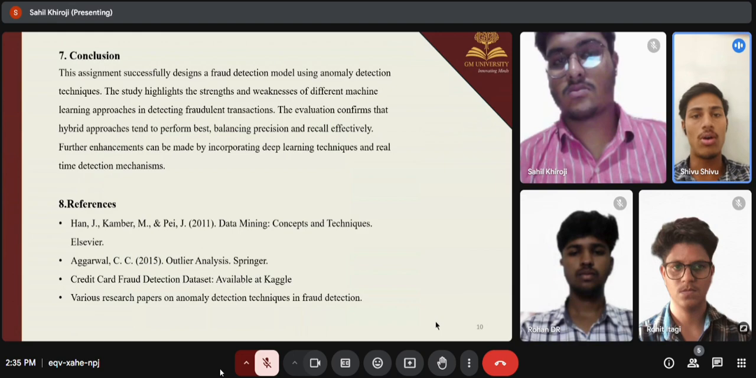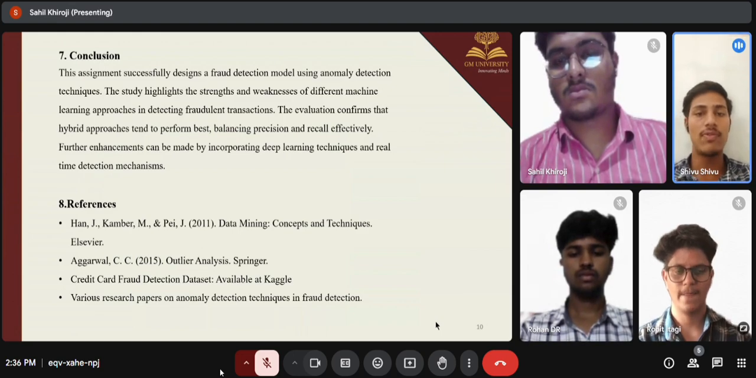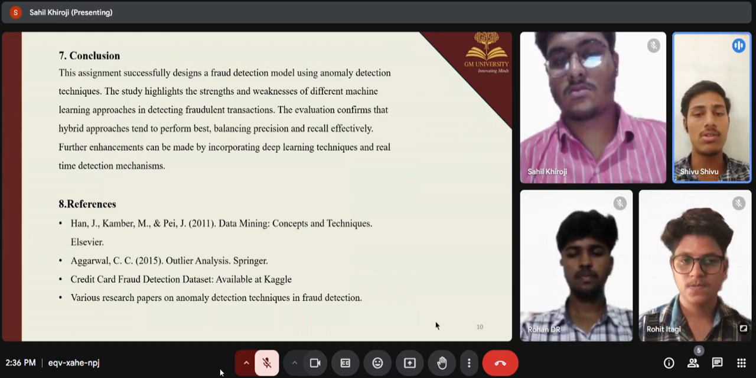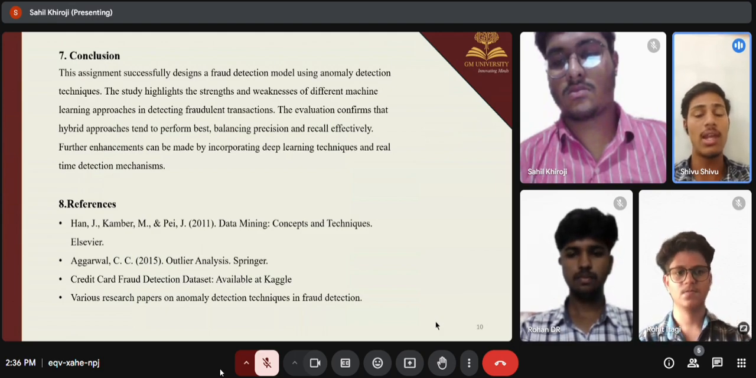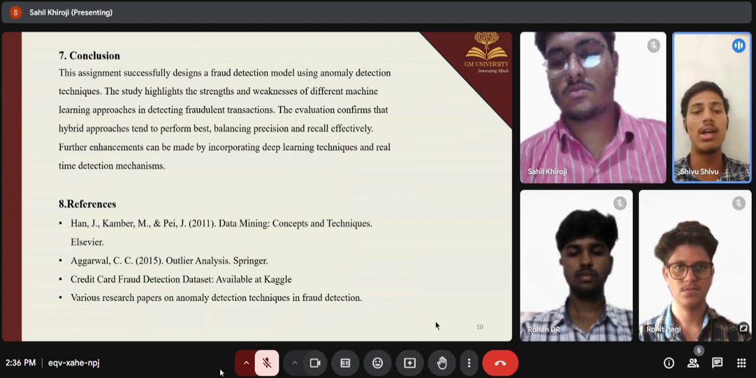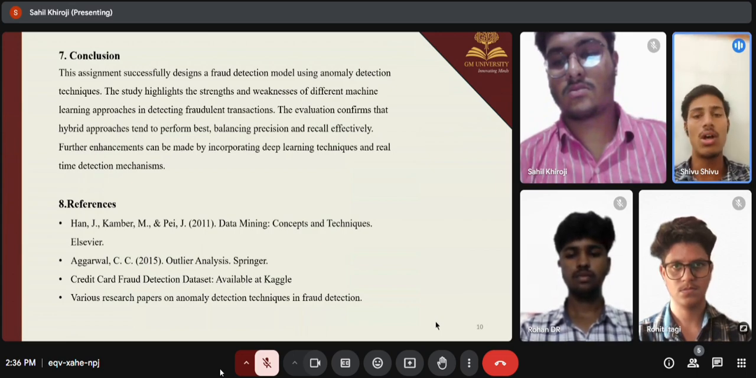So this is our project, and the references that we have taken are from the study references, fundamental texts and data sources such as Data Mining: Concepts and Techniques by Han et al., and Outlier Analysis by Aggarwal, and a credit card fraud dataset from Kaggle, a popular platform for data science competitions, and additionally research papers on anomaly detection techniques in fraud detection.